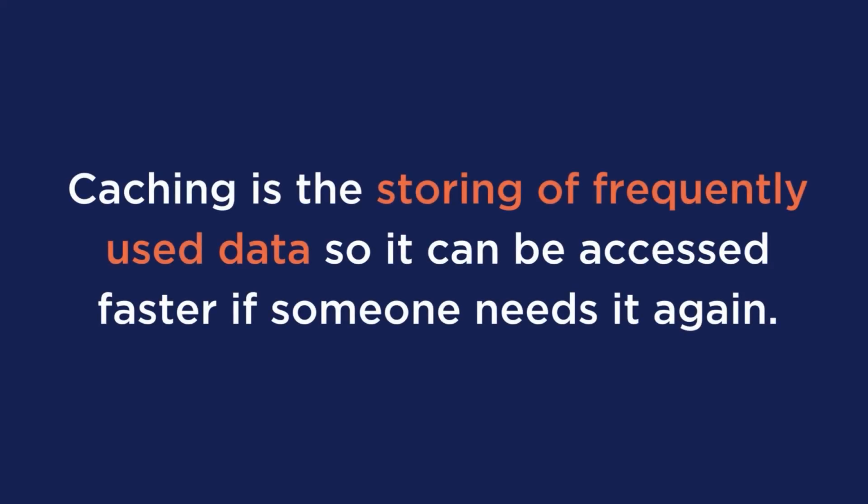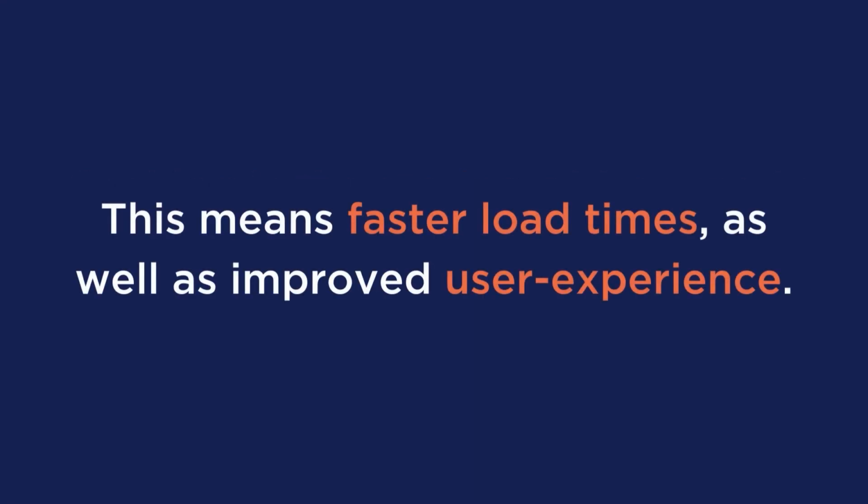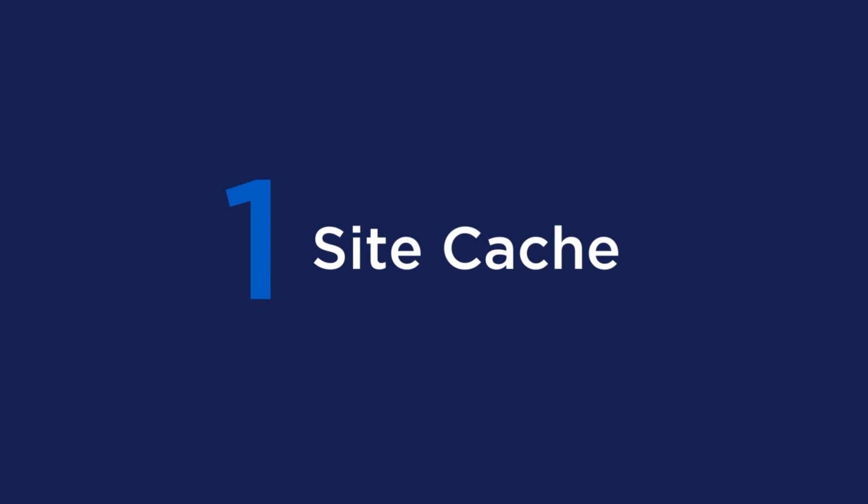And now that you know that, we can sum up caching into two simple sentences. Caching is the storing of frequently used data so it can be accessed faster if someone needs it again, which would mean a faster loading time and a better user experience, which matters a lot these days. Now, with having a better understanding of caching and why it's so important, let's look into the three most common types of caching. Number one is site cache, or what's known as page caching.